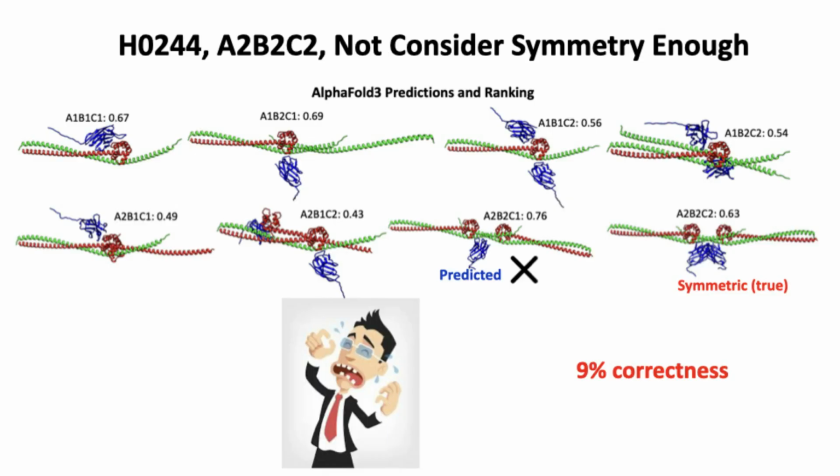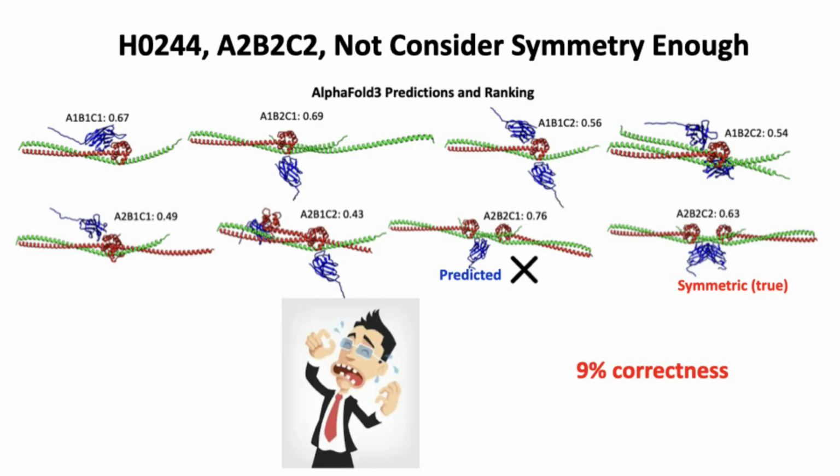And here, this one actually has stoichiometry A2, B2, C2. AF3 selects the model, and you're going to select A2, B2, C1, which has a high score, but actually the correct one is A2, B2, C2. But if we consider symmetry of this target, we should have correctly predicted. Only 9% of people predict this one correctly.